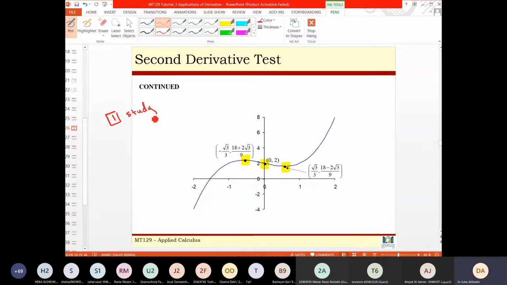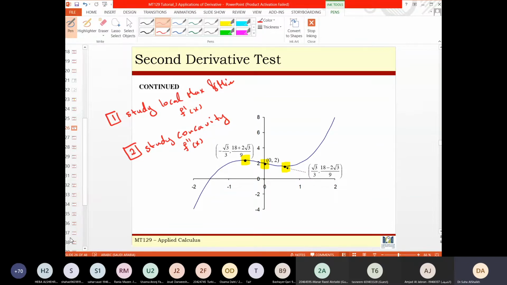So our steps: we study local max and min, and this happens by studying f dash of x. In number 2, we study the concavity. And the concavity, we study it by letting f double dash of x equal to 0, get the point, and study the sign of f double dash. You get it? And that is one way to sketch a graph.